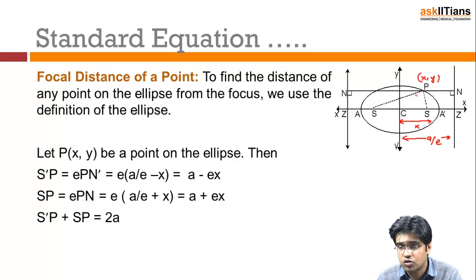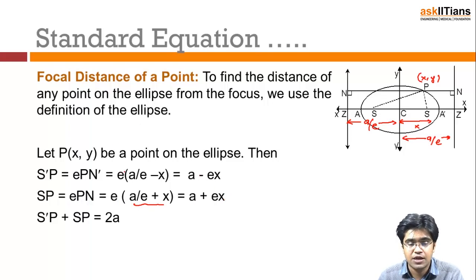Similarly, we can do this on the other side. PS is going to be equal to E times Pn. So again, now your X is here and this distance is again A by E. So our Pn will be X plus A by E, and again E is on the outside because it's E times Pn, so that will be A plus EX.